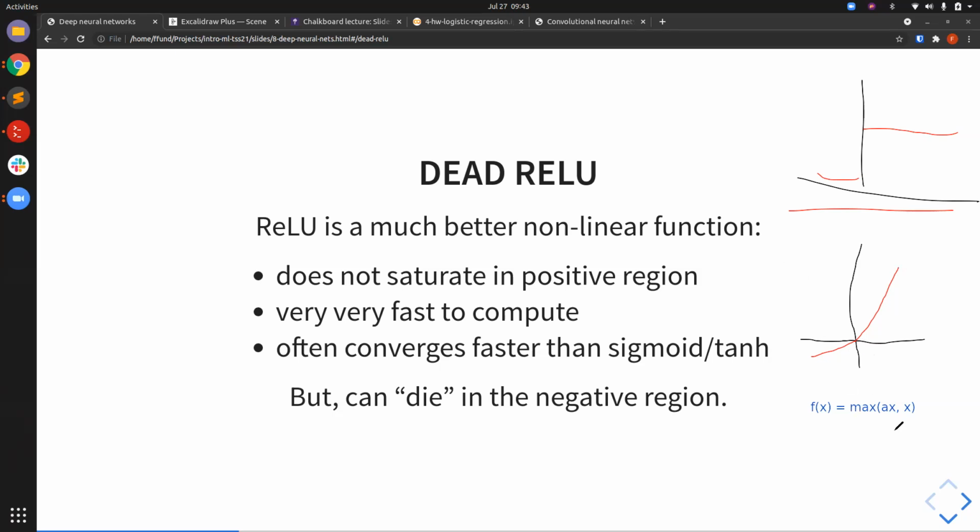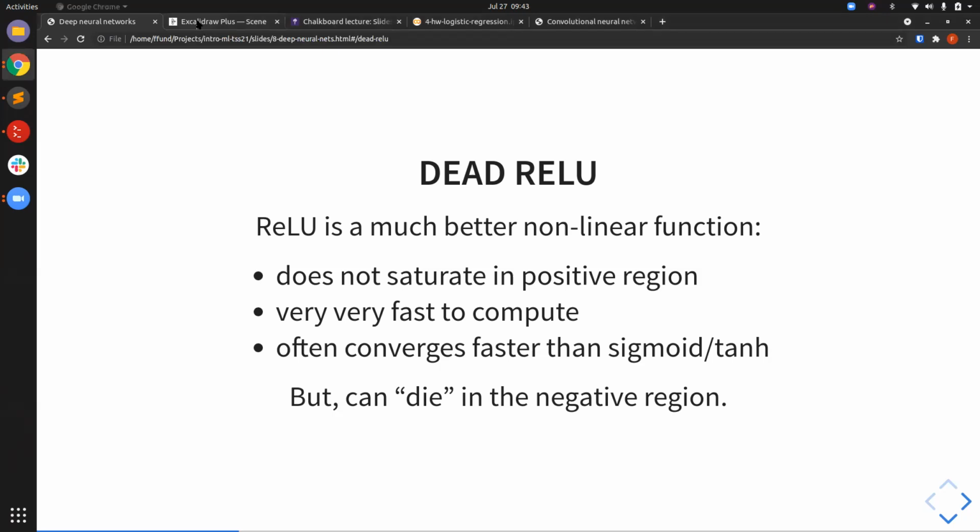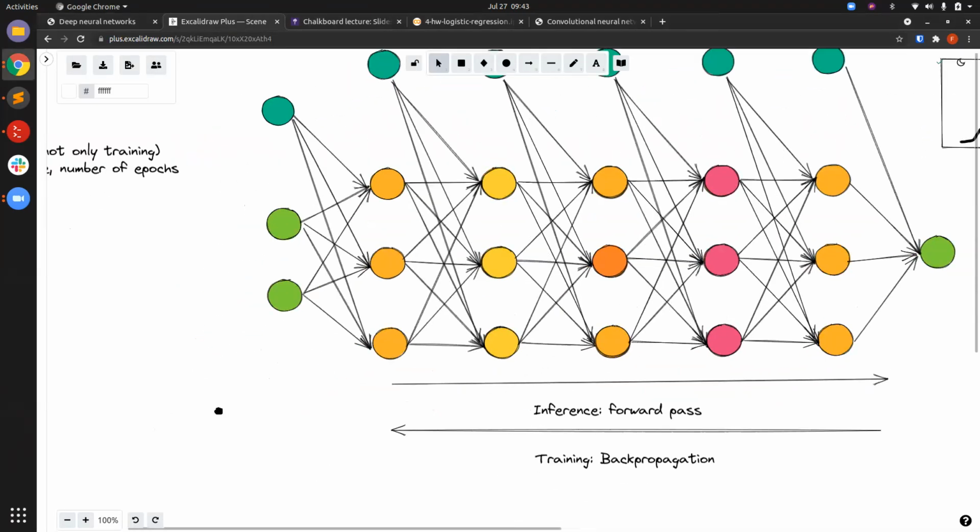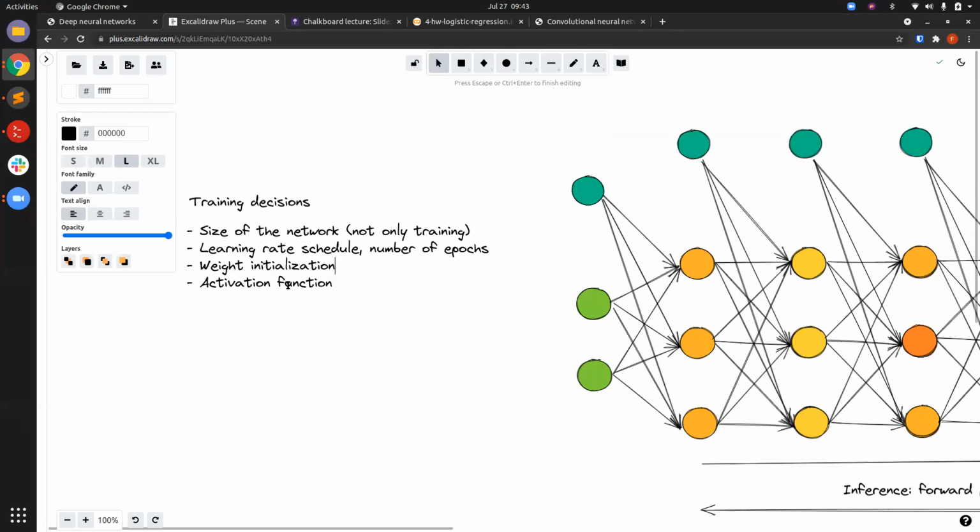There are many, many variations of this. For example, there is a parametric ReLU where alpha is learned by the network instead of being a hyperparameter. There is an exponential ReLU that gets rid of this discontinuity here and makes this a little exponential curve. So there are all these variations, but usually the ReLU itself has great performance. And if not, we can always just go with a leaky ReLU. Okay. So activation function, done.